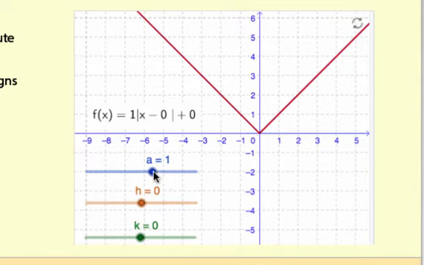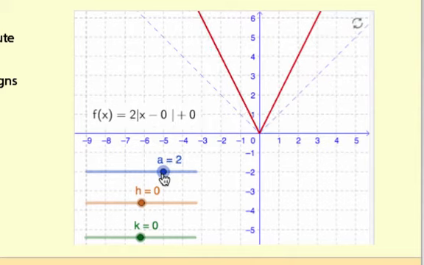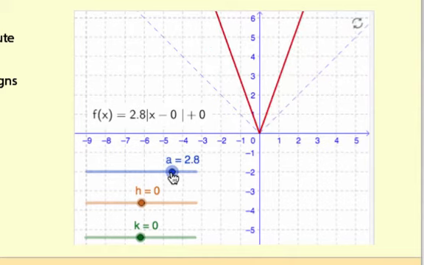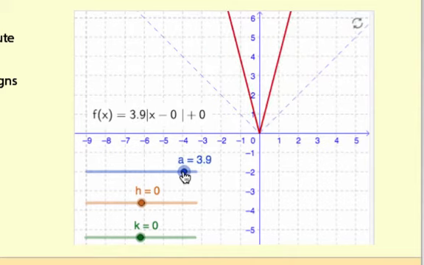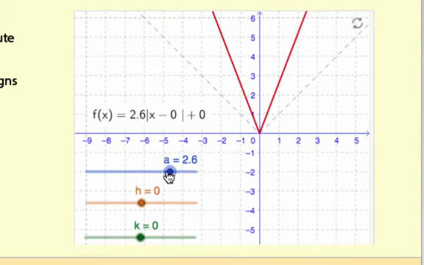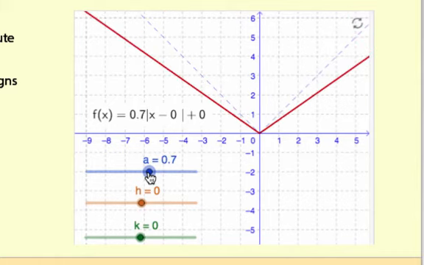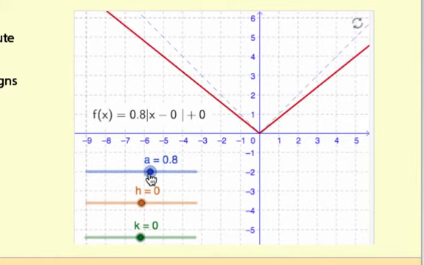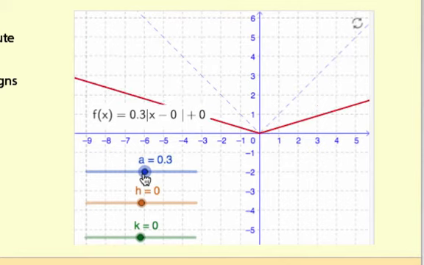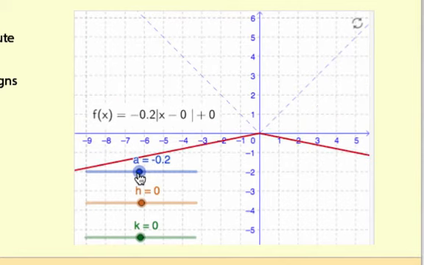So let's look at what happens when I increase the a value. Notice that changes the slope of the graph, and we're stretching it vertically. So I'm going to decrease a, it widens out, the slope is decreasing. You can see a very wide graph at this point. Then I'm going to keep going, a goes negative.